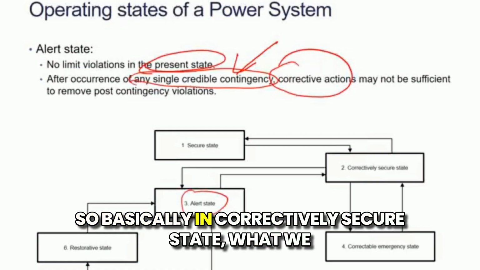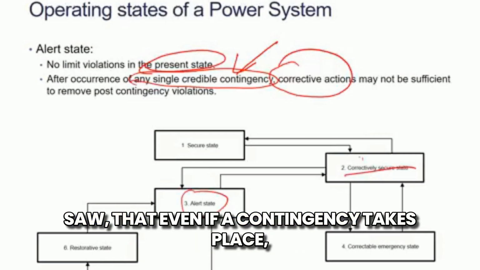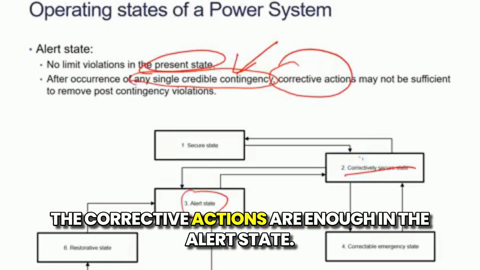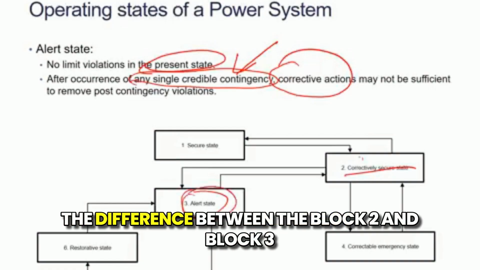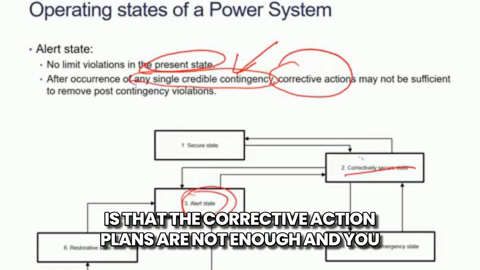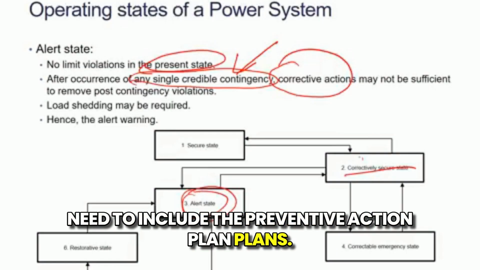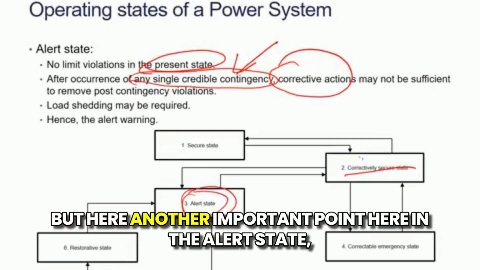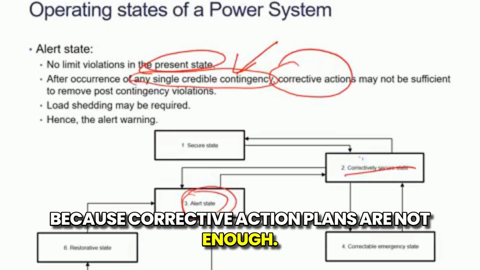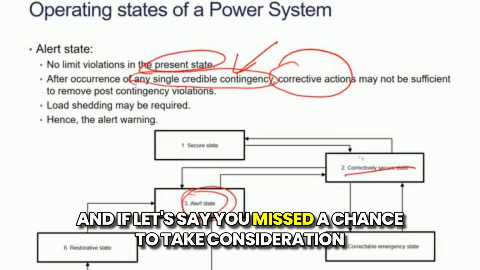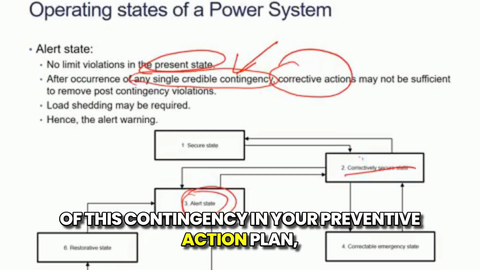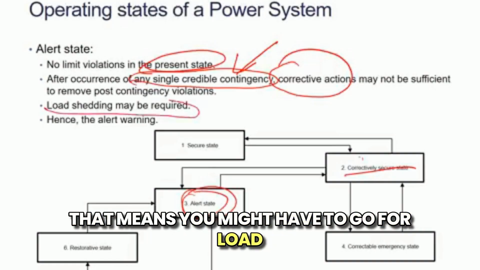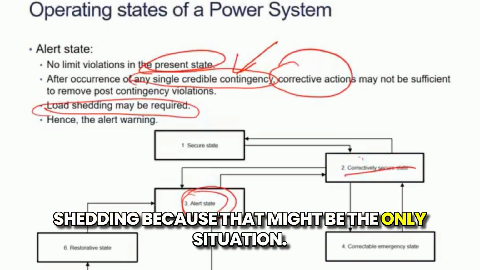So in the correctively secure state, we saw that even if a contingency takes place, the corrective actions are enough. In the alert state, the difference between block 2 and block 3 is that the corrective action plans are not enough and you need to include the preventive action plans. But another important point: because corrective action plans are not enough, if you missed a chance to take this contingency into consideration in your preventive action plan, you might have to go for load shedding, because that might be the only situation.